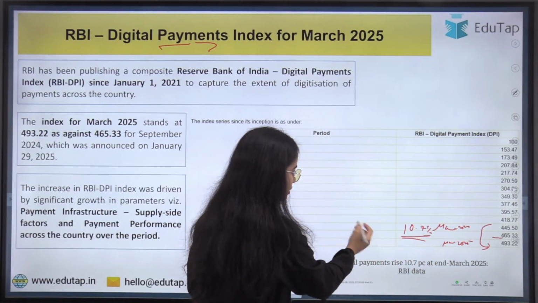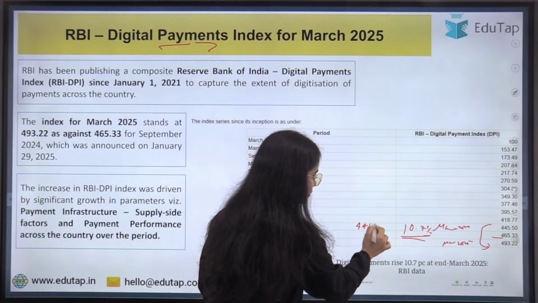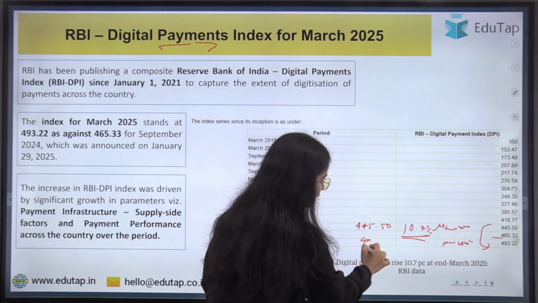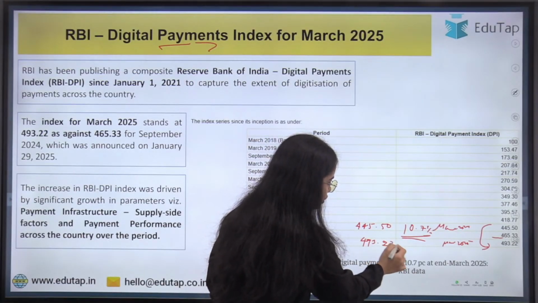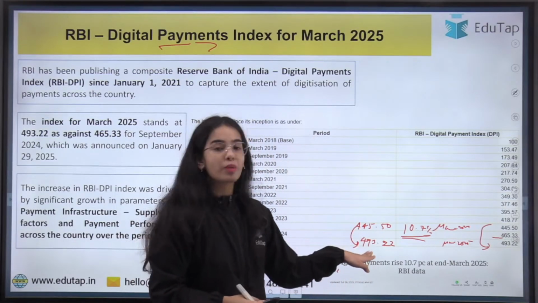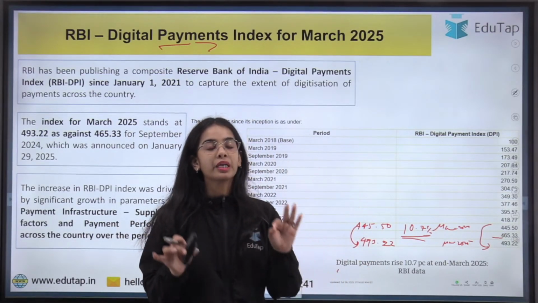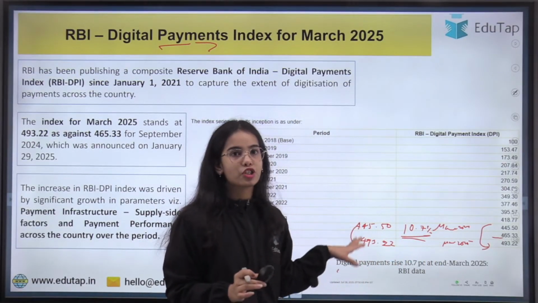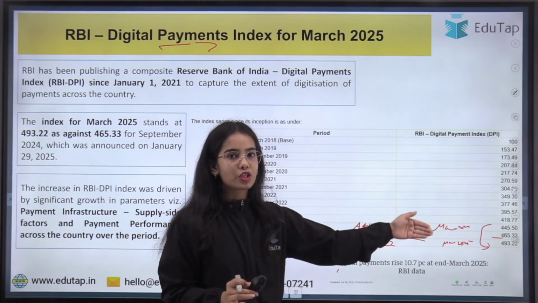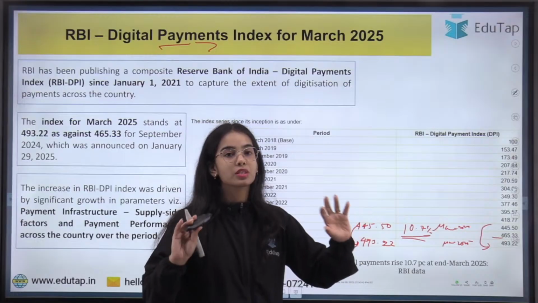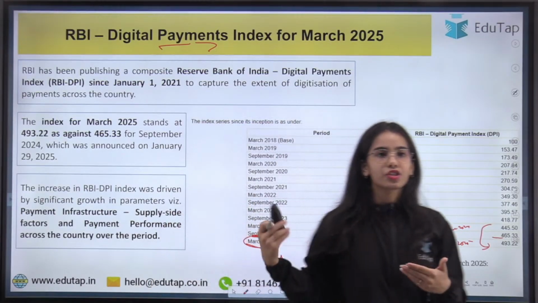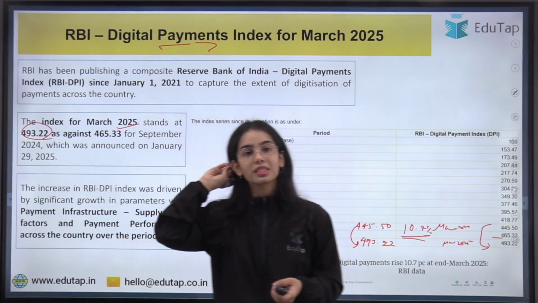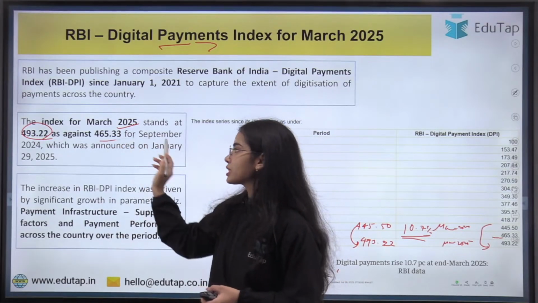Okay, because in March 2024 the digital payment index was 445.50 and in March 2025 the digital payment index is 493.22. So basically the increase from March 2024 to March 2025, that is the yearly increase in digital payment, is by 10.7%. So this is the basic idea. You can take out the percentage change. So from March 2024 to March 2025, there is 10.7% of increase that we have seen in the digital payment. So the index for March 2025 has increased to 493.22 from the September 2024 digital payment index of 465.33.